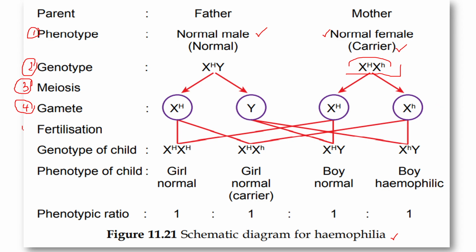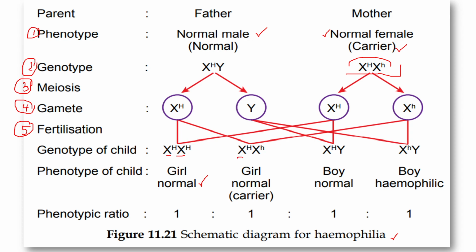Fertilization takes place, random fertilization, and let's look at the probability. If this X capital H from the father is to fertilize with the X capital H dominant allele from the mother, therefore no problem, this child will be normal. This will be a girl, XX. If the gamete from the father, dominant capital H, fertilizes with the recessive allele X from the mother, we bring it together.